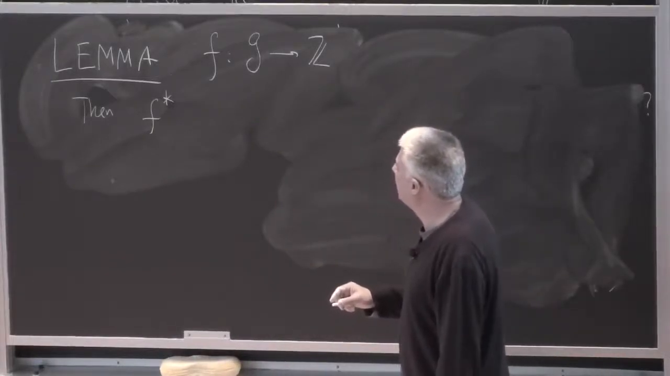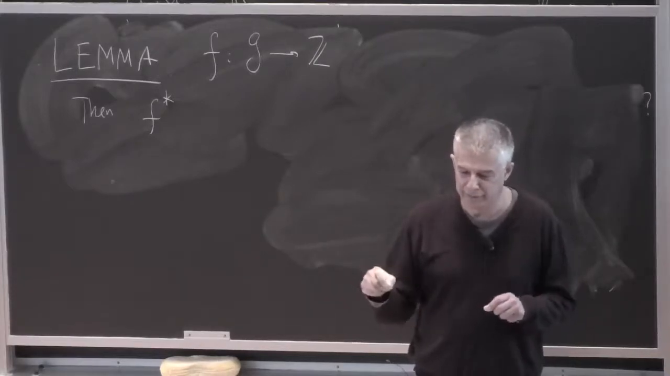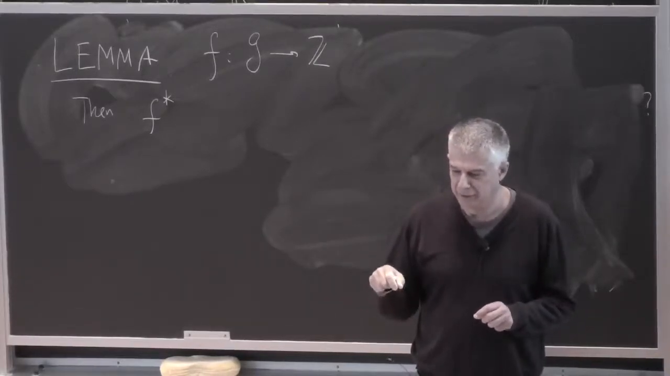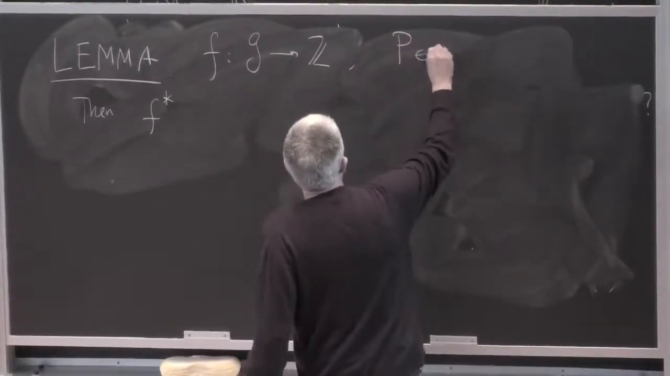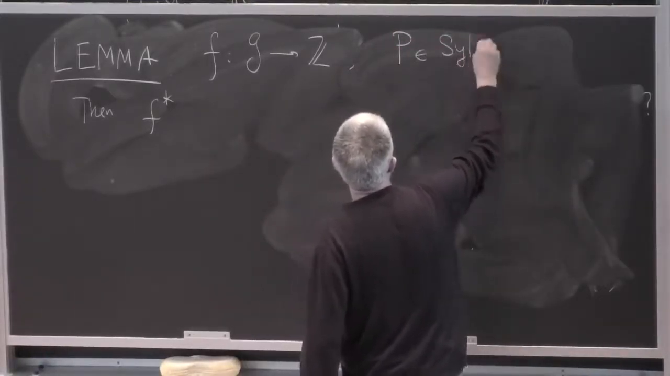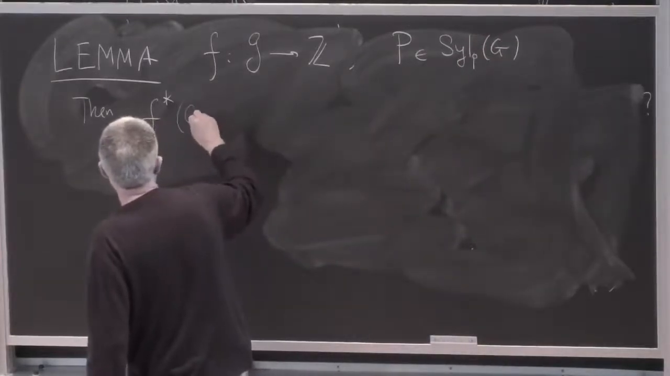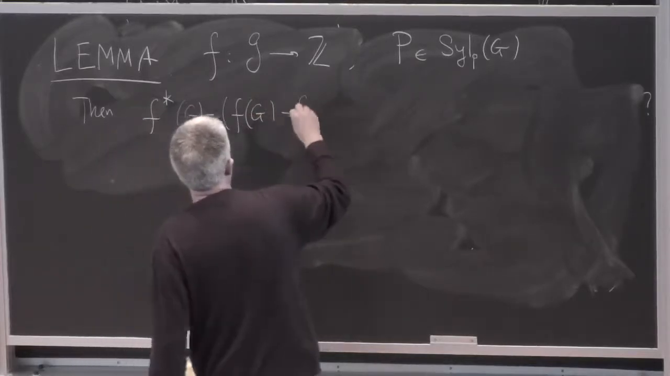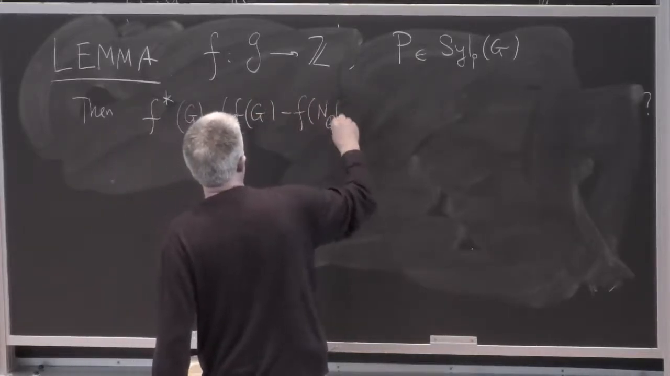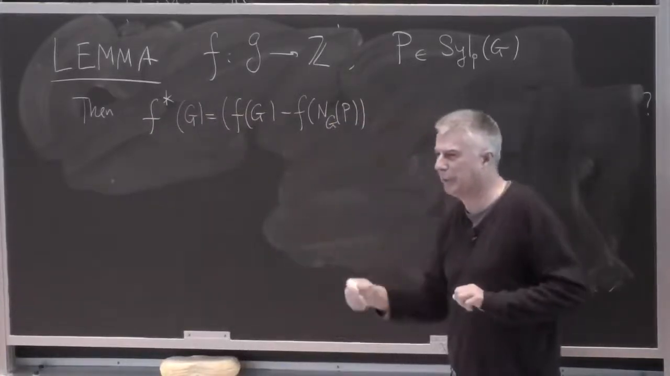So I'm going to write f star as a sum of differences, you'll see. It's just easier to write. So suppose that P is a Sylow P subgroup. Then F star of any group G equals F of G minus F of the normalizer of G of P. So this is a difference of G and the Sylow normalizer.